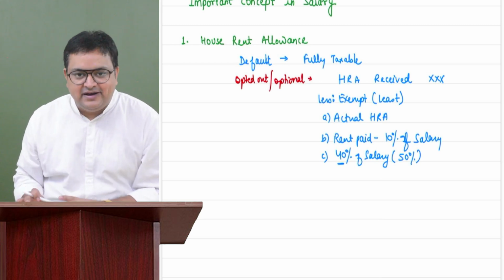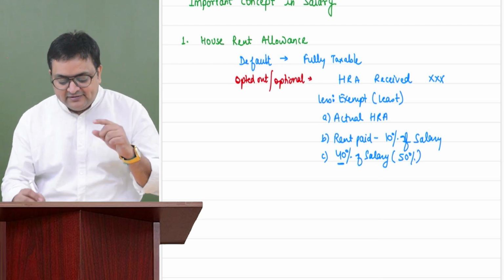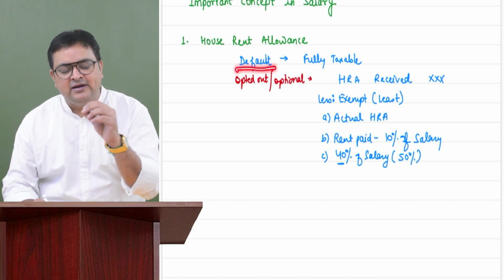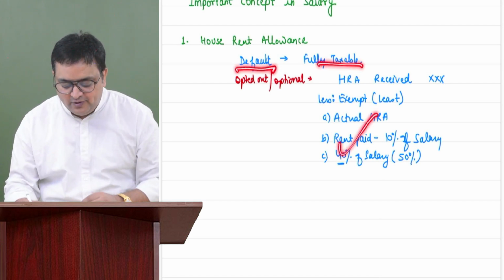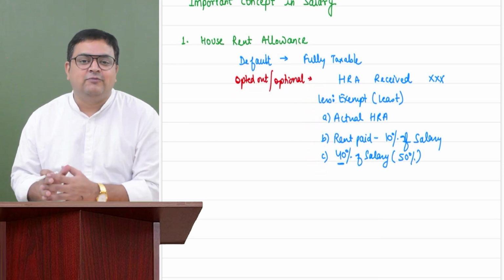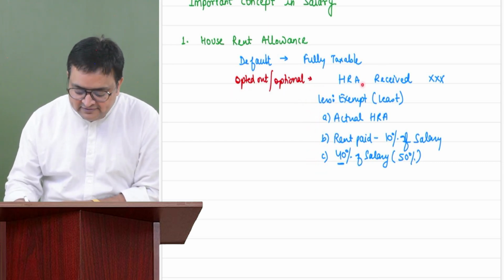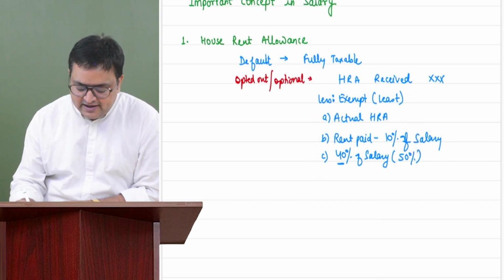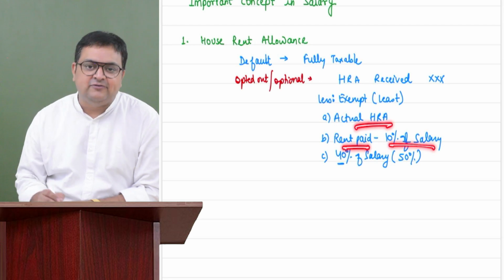These all three concepts are clear to you. So if the assessee is following the default tax regime, no problem, make it taxable. There is no exemption. This exemption is only allowed if the assessee has opted out from the default tax regime. So whatever the actual HRA, subtract the least of these three: actual HRA, rent paid minus 10% of salary.